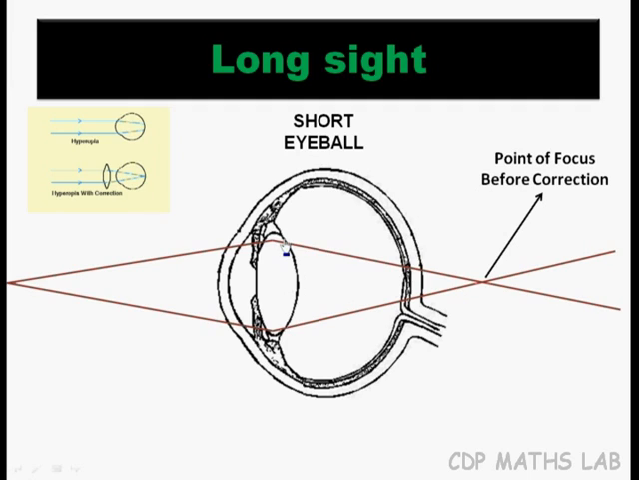Close by. Alright? Now, how can we allow this long-sighted person to see objects close by? They have to wear glasses with convex lenses. Now, what does a convex lens do?